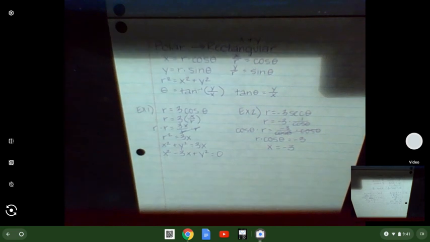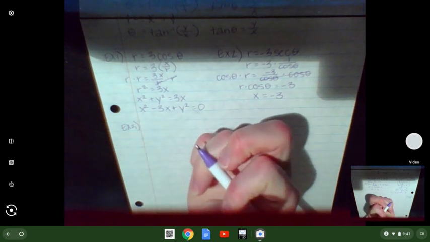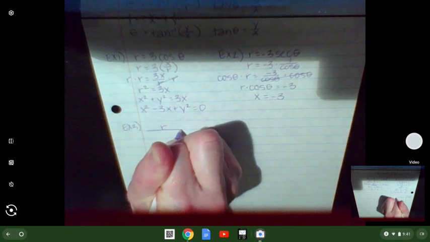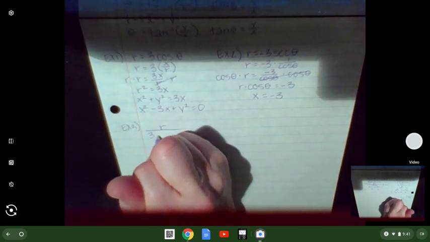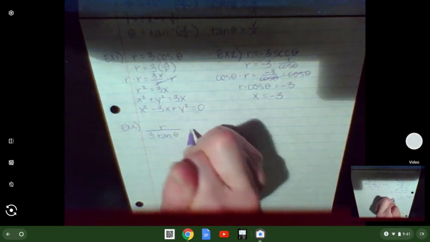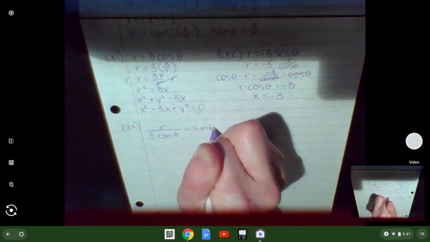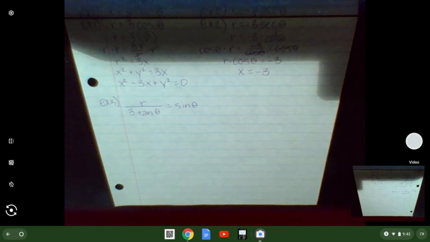Okay, one more. Let's make it a little bit more difficult, shall we? Example number 3. We have the polar equation, and if you're looking at the slides, I'm going to rewrite it. Trying to type in math on Google Slides is really terrible. So rewriting it here, r divided by 3 tangent theta equals sine theta. And we are going to convert that polar equation to rectangular form.